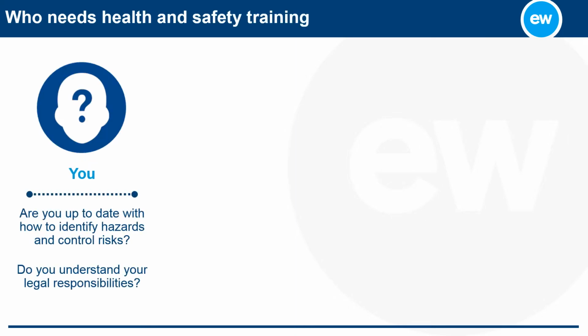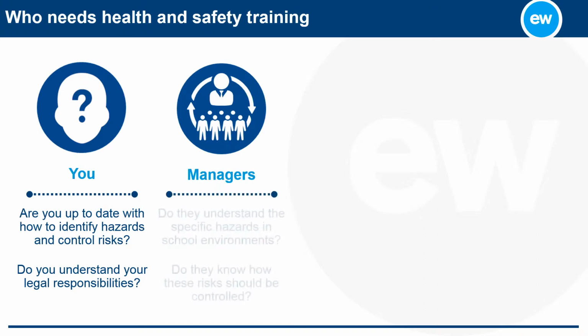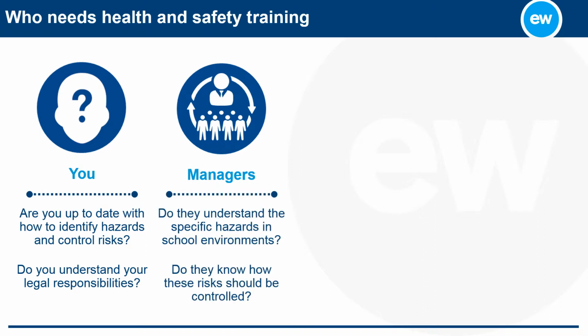There are a range of people who need health and safety training within a school. Firstly, managers and leaders within a school may need training to identify and understand their legal responsibilities. This will include understanding which elements of health and safety legislation apply and how to manage the risks employees and pupils are likely to be exposed to.